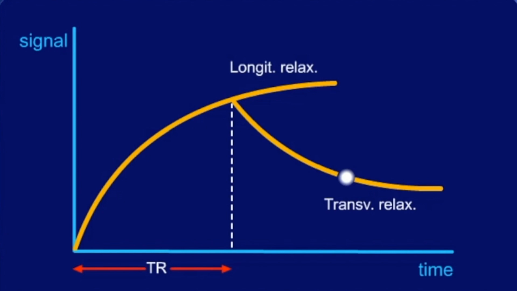How much signal we get with a spin echo sequence to construct the image also depends on TE, the time that we wait after the 90-degree pulse. So, we now only have to look for the signal intensity at the time TE on the T2 curve.